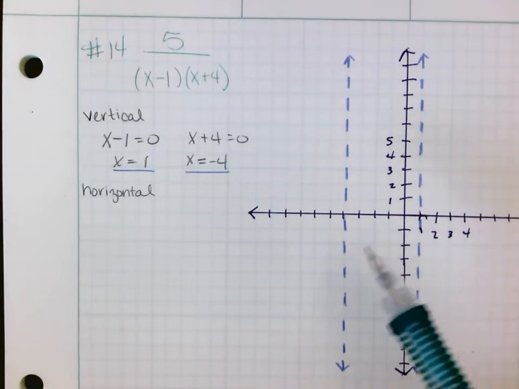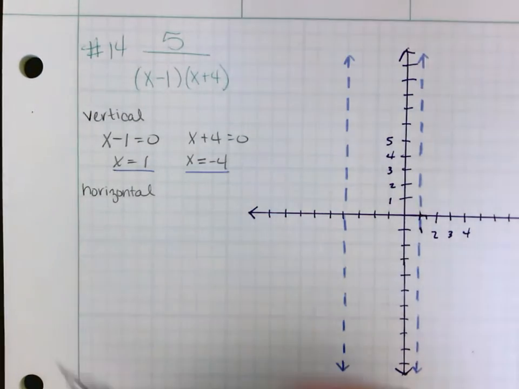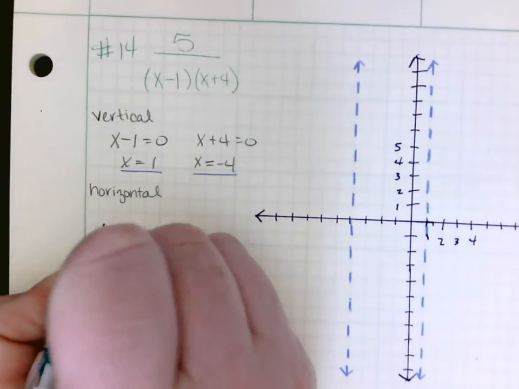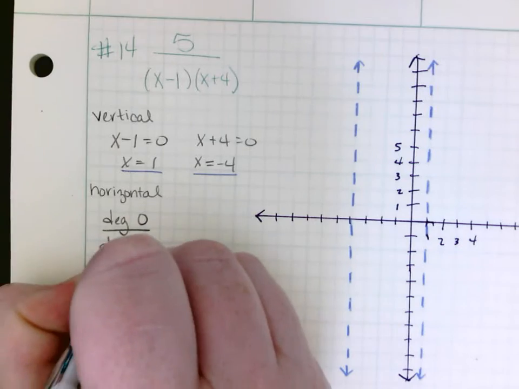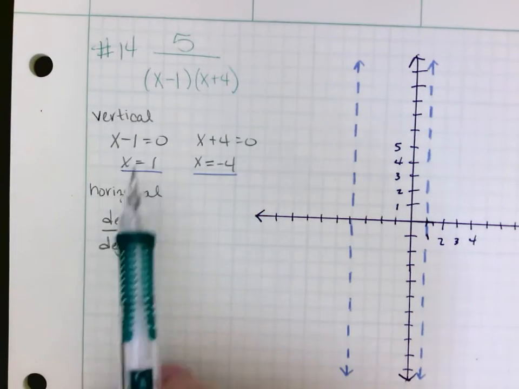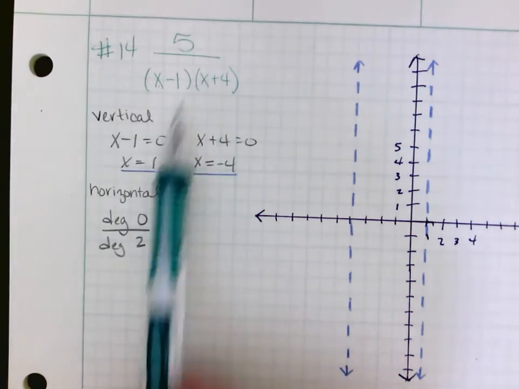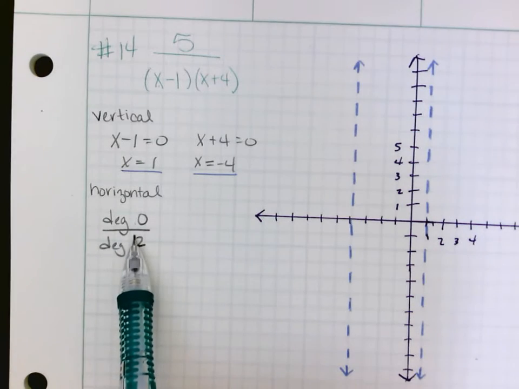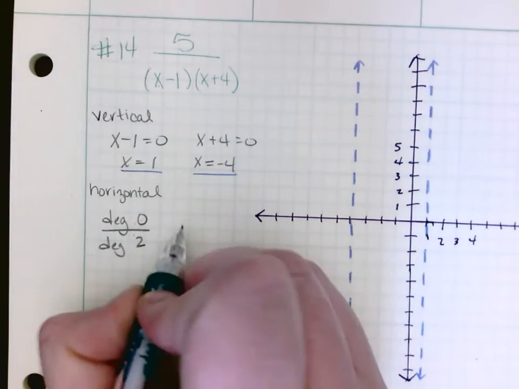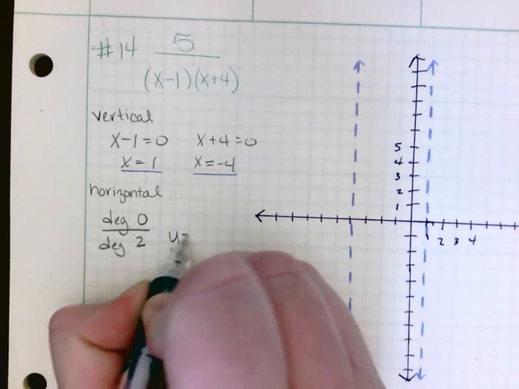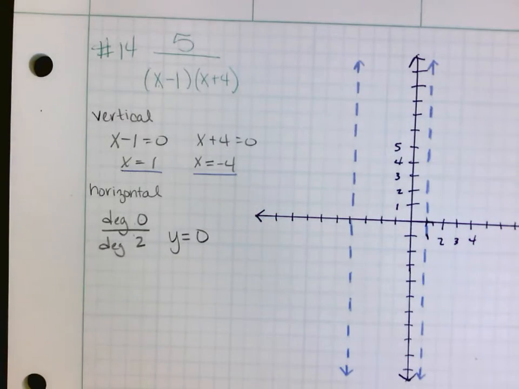So my two vertical asymptotes are x equals 1 and x equals negative 4. Now that my two vertical asymptotes are graphed, to do your horizontal asymptote, the degree on the top is 0, the degree on the bottom is 2, because x times x is x squared. Since the degree on the denominator is greater than the degree on the top, the horizontal asymptote is at y equals 0. So I'm going to graph that one in.